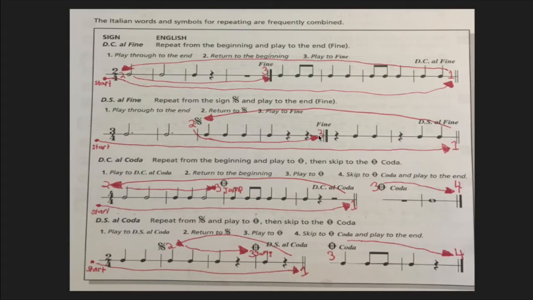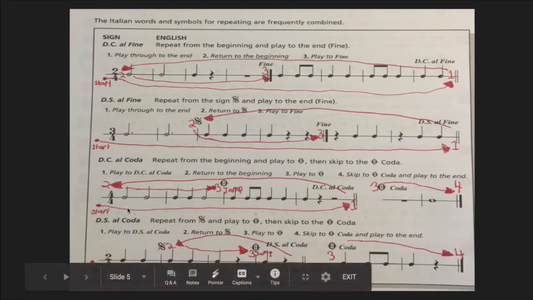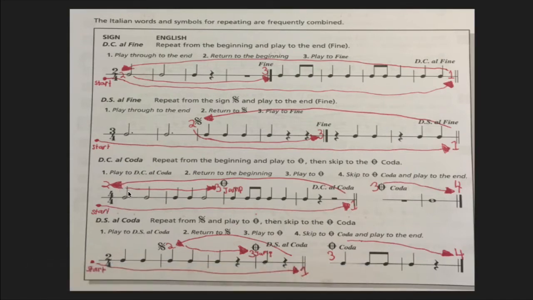D.C. al coda. Start here. Travel through to the D.C. al coda. Second stop, back to the beginning. And you jump when you get to the coda, to the coda ending, and finish there. I'll let you check your answer to number 4.